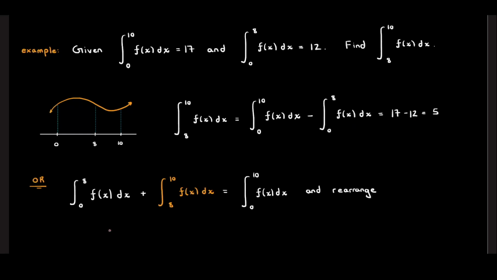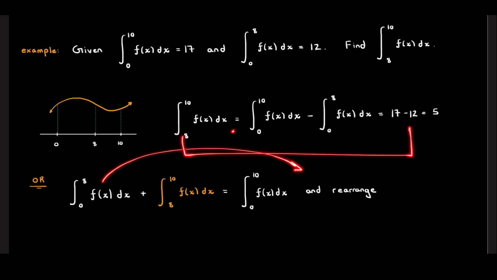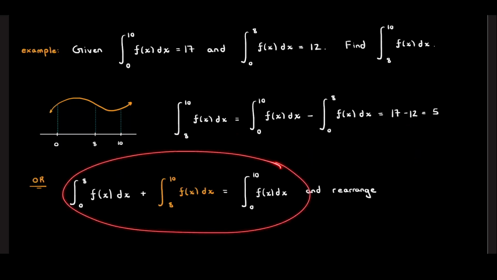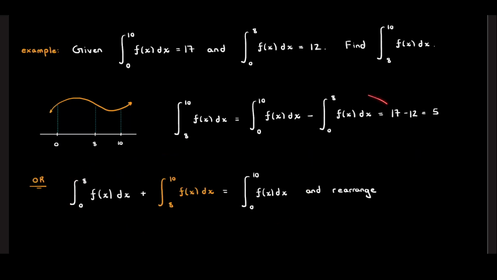Or if you think in terms of the property, it says that if you integrate from 0 to 8 and then from 8 to 10, it should give you the entire signed area from 0 to 10. And this is the integral that we're interested in. So just go ahead and isolate for it by rearranging and bringing this term over here, and you'll get back to this expression. So yeah, you can either try applying the property or just reason about it geometrically.